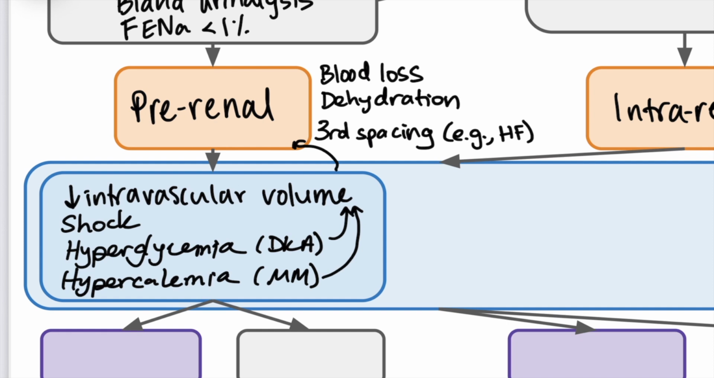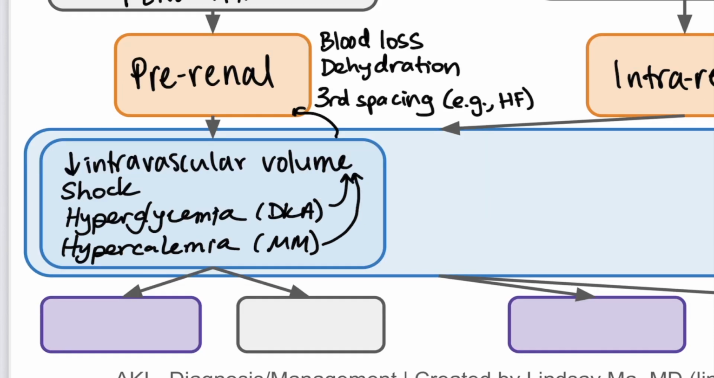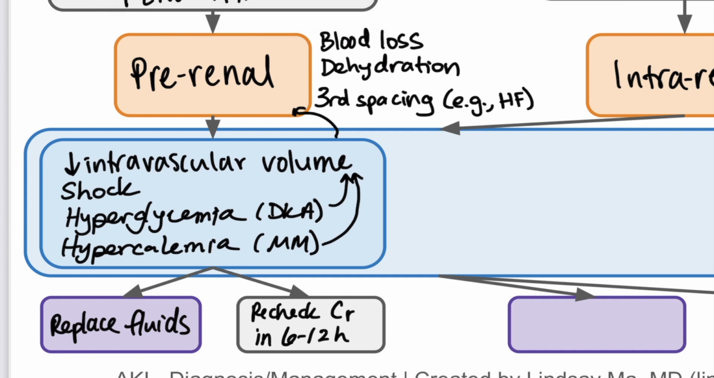What is the treatment for prerenal AKI? Similarly to the empiric fluids we gave, the treatment would be replace fluids. You'll then want to recheck on your progress in intervals at around 6 to 12 hours. As the patient improves, you can stretch out the intervals between creatinine checks.